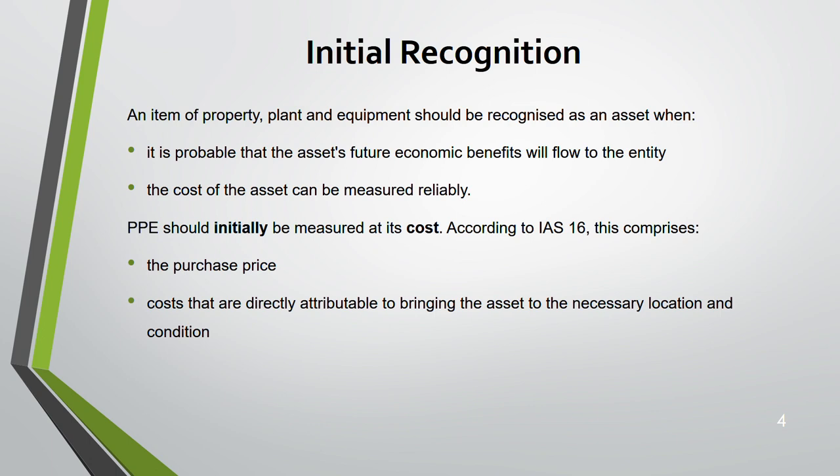Let's say the car is in the factory. You want to bring it in the showroom. Any cost incurred to bring that car from factory to your showroom, you can capitalize it. You can add it with your purchase price. Because that is a direct cost, and that cost is incurred for you to bring that car to the showroom. You are bringing asset to the location, and also condition.